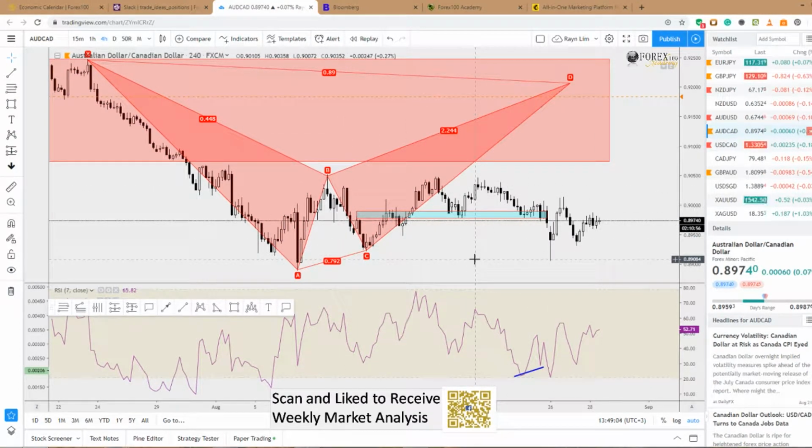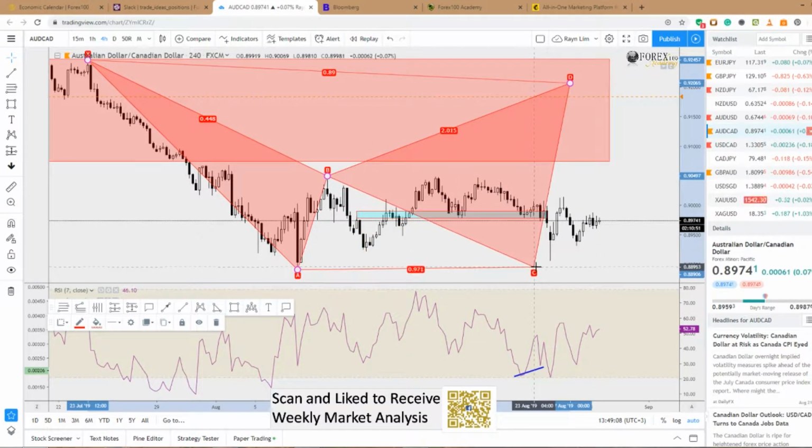Alright, but I guess I'll just leave this analysis here. Anyway, the C point changes.